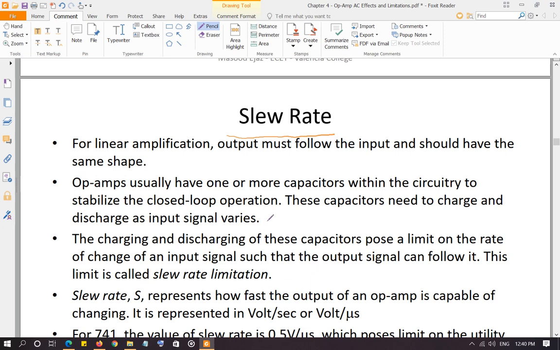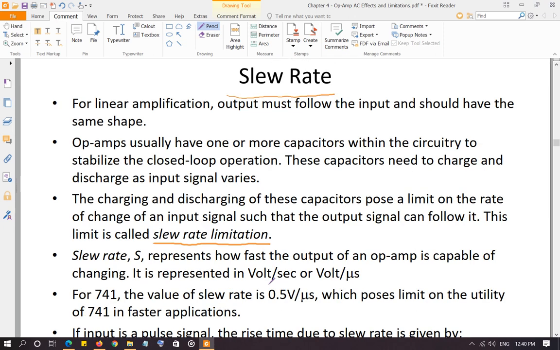So this is slew rate. It imposes a limitation which is called slew rate limitation, and that limitation is, what maximum frequency you can use at the input so that your output will be linearly dependent on the input frequency, or, if it's a pulse signal, the shape of the output pulse, that is the rise time and everything, can faithfully follow the input rise time.